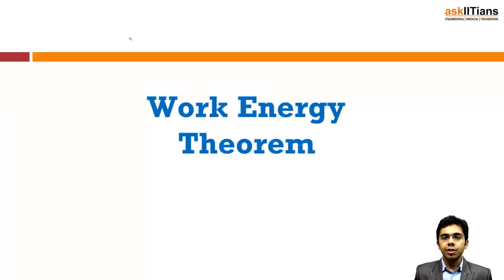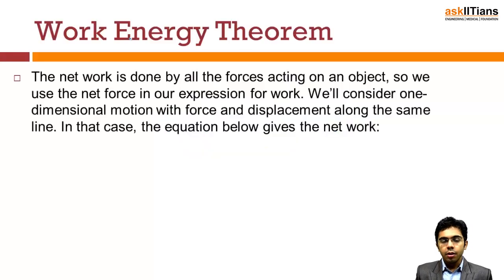As the name suggests, work energy theorem, let's see how we can relate work with energy. In the work energy theorem, we first have to find the net work done. Net work done means the work done by all the forces acting on the body. So instead of writing force in the work done, we'll write work done net is equal to net force dot displacement. For this situation, we will only use one-dimensional motion with force and displacement. Let's see how.